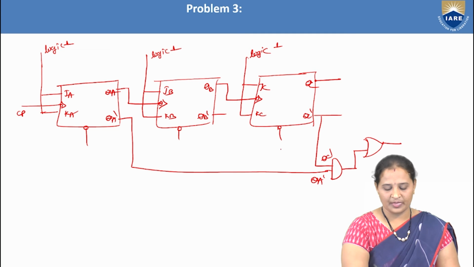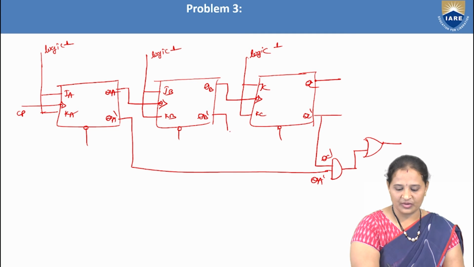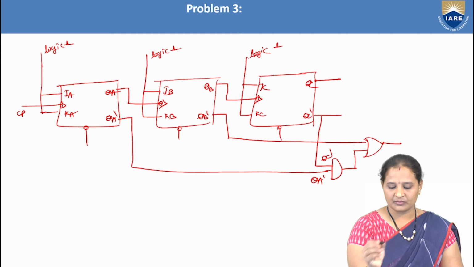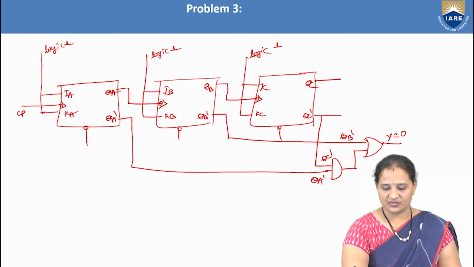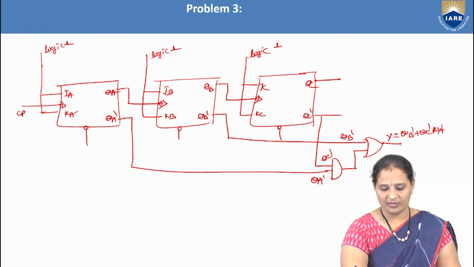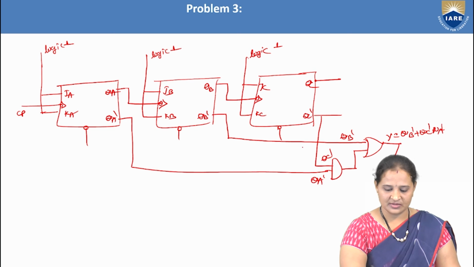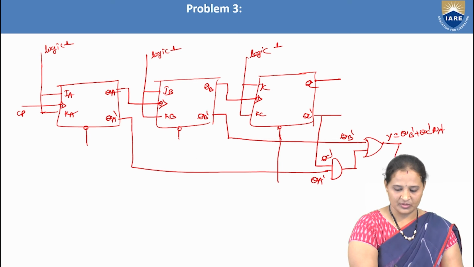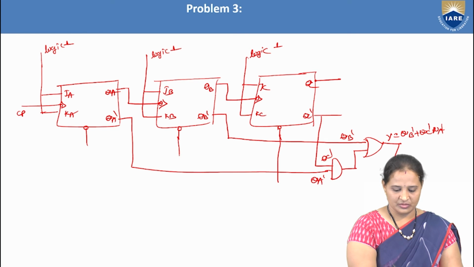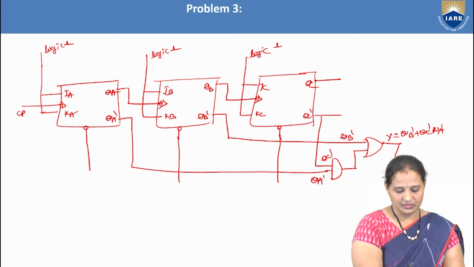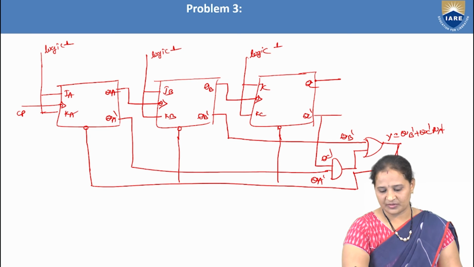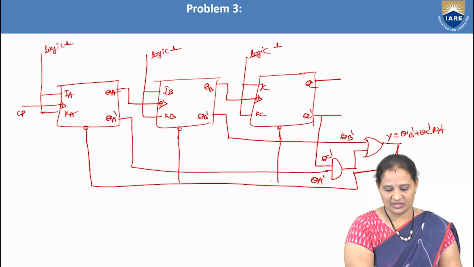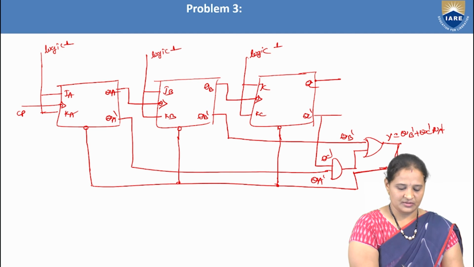This is an OR gate. Okay, and to this OR gate we have to give QB complement. So this is nothing but Y here. What is Y? QB complement plus QC complement QA complement. This Y is to be given as reset input. So this is the reset input which is given to the flip-flop.